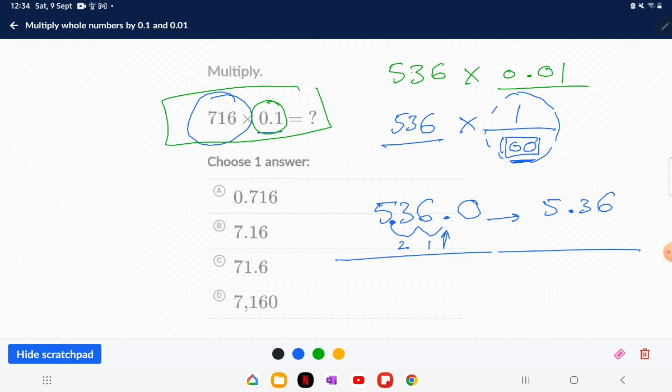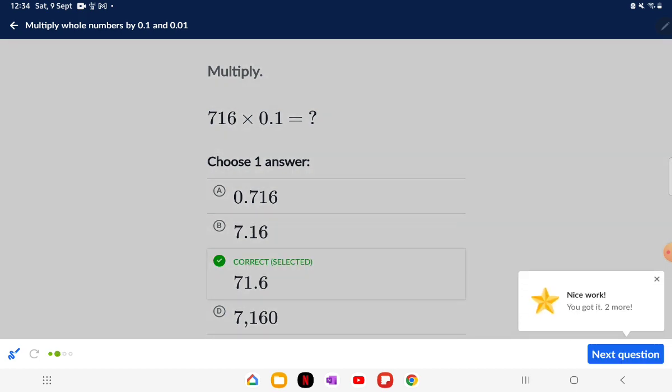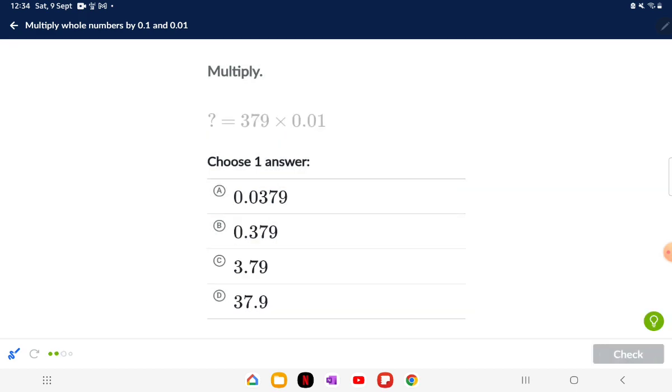So if we were to do it in terms of tenths, let's say like we have here 716 multiplied by 0.1, you convert the 0.1 into 1 over 10 because it's a tenth. Now you just have one zero, and the decimal is here, 716.0. It just takes one jump, so this becomes 71.6. This is the same answer that we got from the earlier method as well. So we have the answer here. Let's select this 71.6 and then press check, and that is the answer that we were looking for.